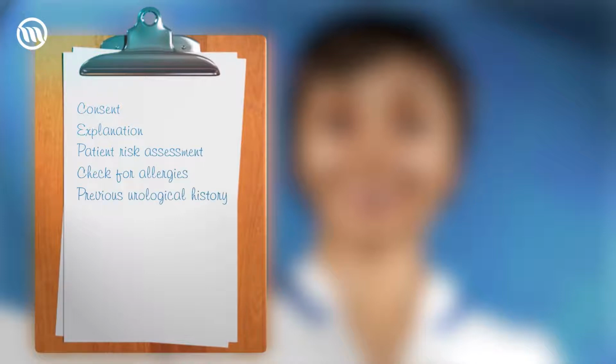A clear explanation and reassurance can help to reduce anxiety and enable a more comfortable insertion of the catheter. Make sure you carry out a risk assessment. Ask the patient if they have any allergies and find out if they've had any previous catheterizations, urological, urogynecological procedures or surgery, and if there were any complications from any of them.